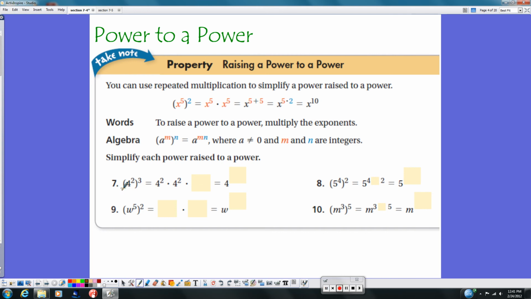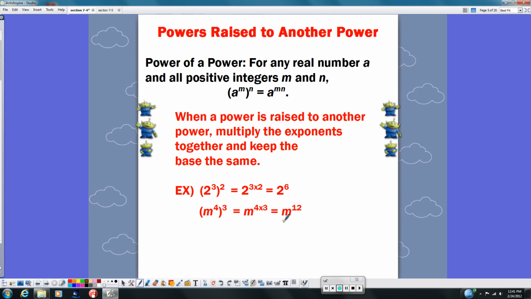So look here, we have 4 to the 2, 4 squared to the third power. So that's going to give us 4 to the 6th. Here we have w to the 5th squared, which is going to give us w to the 10th. 5 to the 4th raised to the second power is going to give us 5 to the 8th. And m to the 3rd raised to the 5th power is going to give us m to the 15. Again, raising a power to another power means you're going to keep your base and multiply your exponents. For example, 2 to the third squared is 2 to the 6th. M to the 4th raised to the third power is m to the 12th.